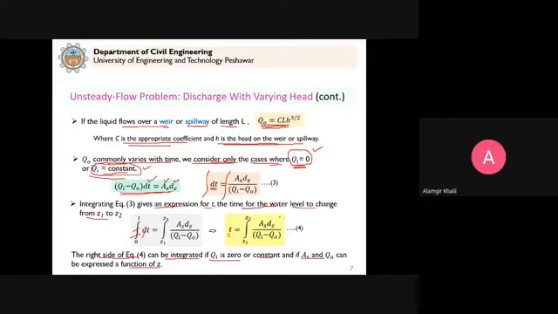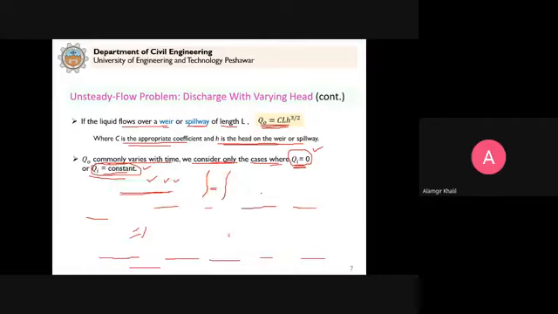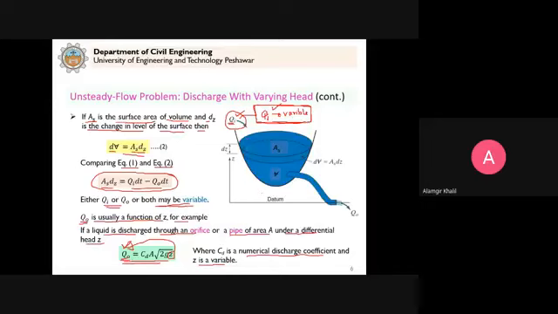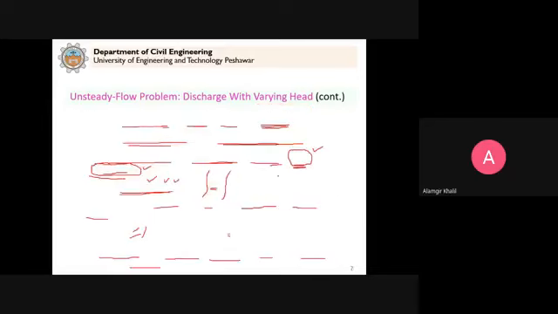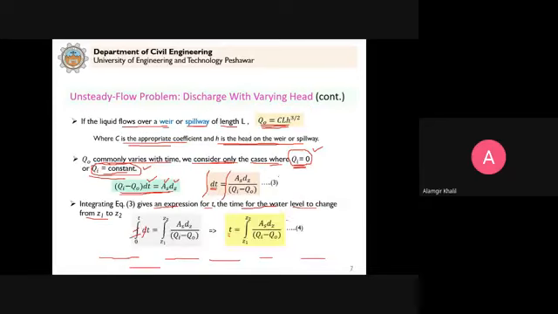So we can evaluate this integral to calculate how much time it will take. What we are essentially saying is, let's say this is level 1, and this level here is Z1. Now we are interested in when the water level reaches here, let's say Z2. How much time will it take for the water level to change from Z1 to Z2? This we can calculate by evaluating this integral here.